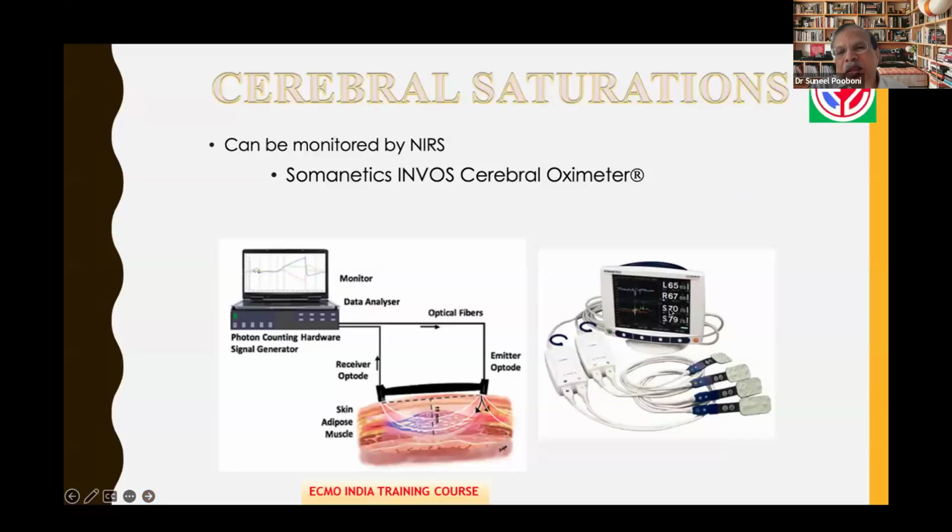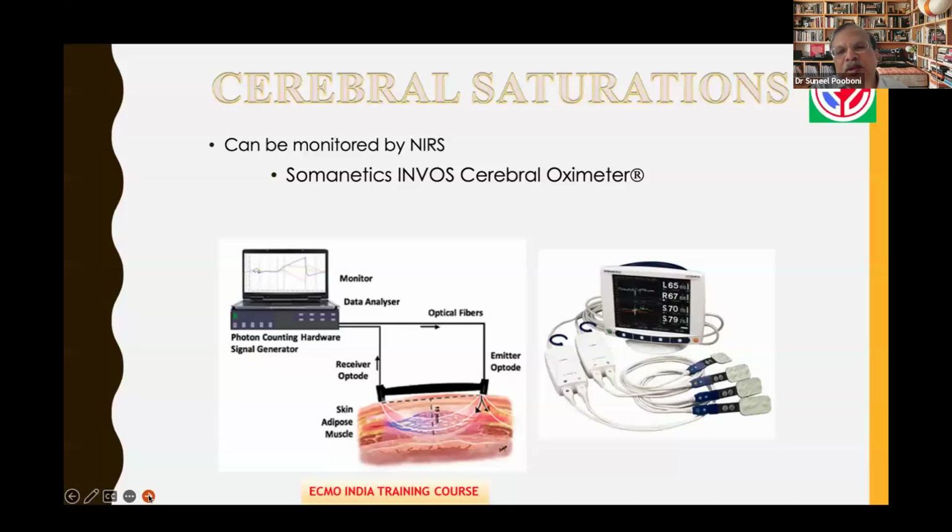Here you can see the systemic saturations here, 70, 79 around that, and the left side, right side is showing around 65. Generally, what you would expect is, if the somatic saturations are close to the 80s or 90s, then two-thirds is the number you expect from the cerebral saturations.